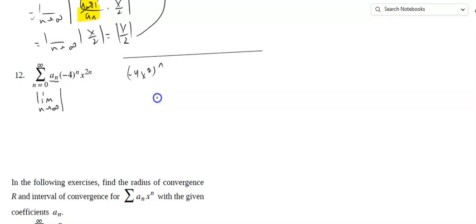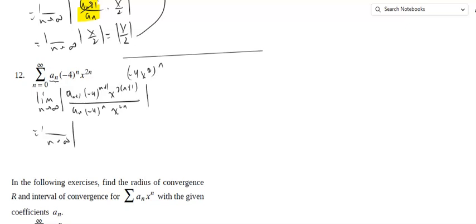Limit as n approaches infinity, a sub n plus 1, negative 4 to the n plus 1, x to the 2 into n plus 1. Instead of multiplying, I'm going to divide by a sub n, negative 4 to the n, x to the 2n. That is the limit as n approaches infinity. Well, I am aware that this is a ratio of 1.